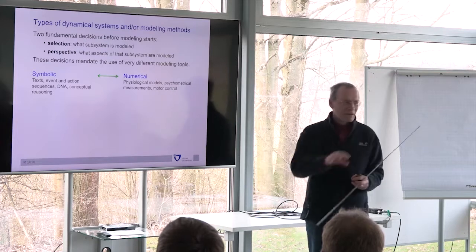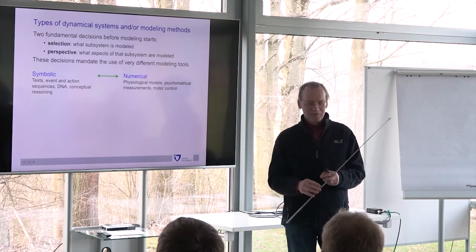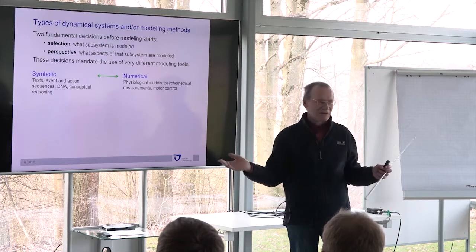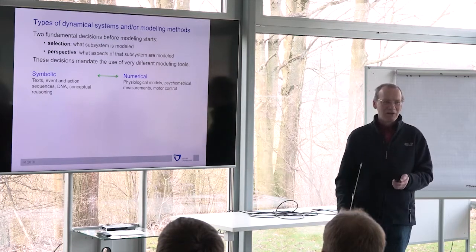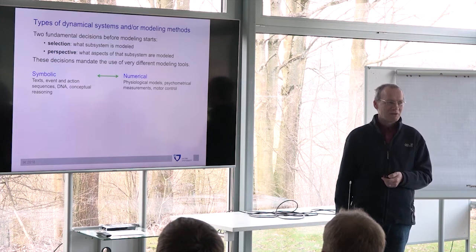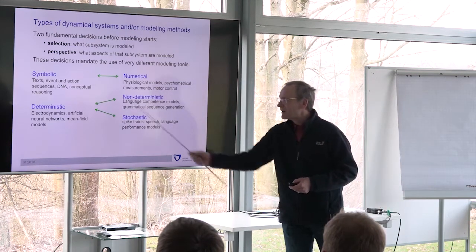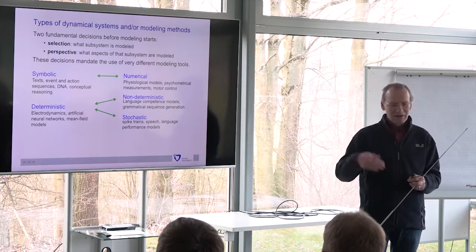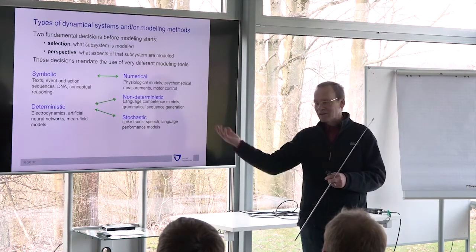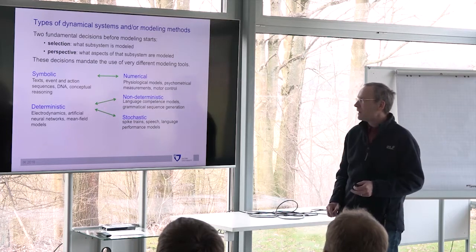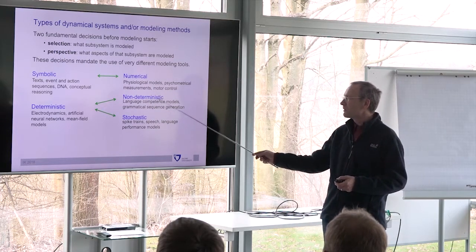Versus numerical, so things that are measured by numbers. This is a major distinction by way of the implications for the formalisms that you can use. Or deterministic dynamics, that is, the next thing that happens is, at least in principle, somehow determined from what's happening now. As opposed to, well, non-deterministic and stochastic.